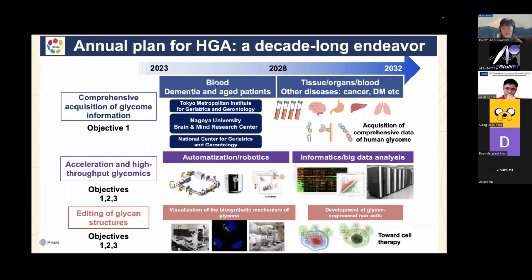Of course, we have a 20,000 cohort, so it's quite big. So it will take a long time to analyze, so we need to automate everything. There's also research going on visualizing the biosynthetic mechanisms of glycans, so we can visualize within each cell where each glycosyltransferase or each enzyme is located. So we're going to collect that information as well.